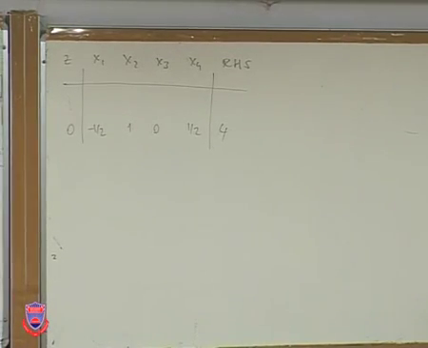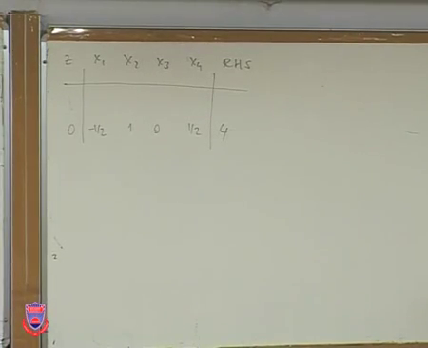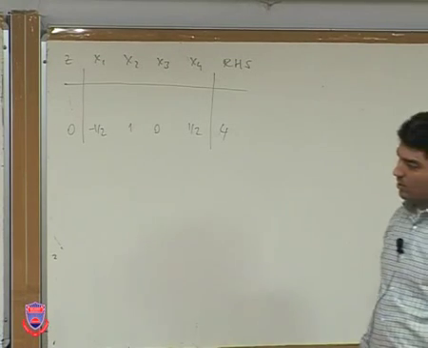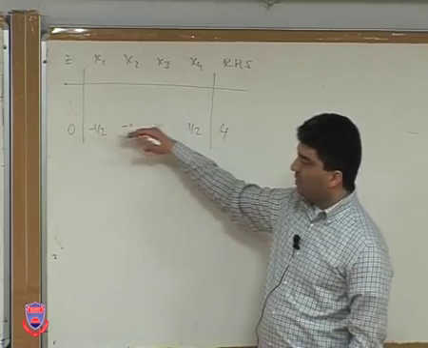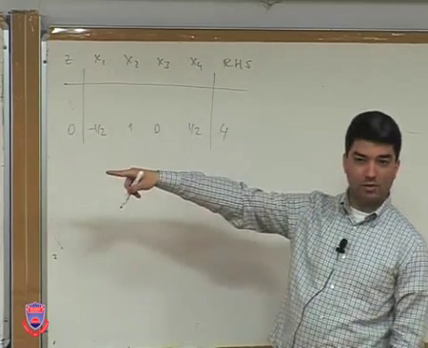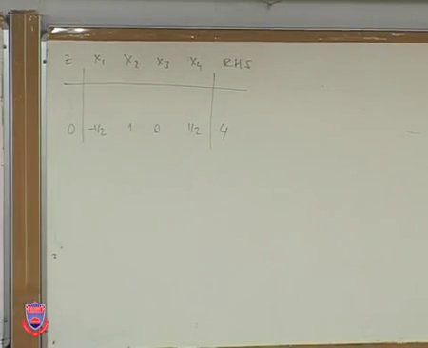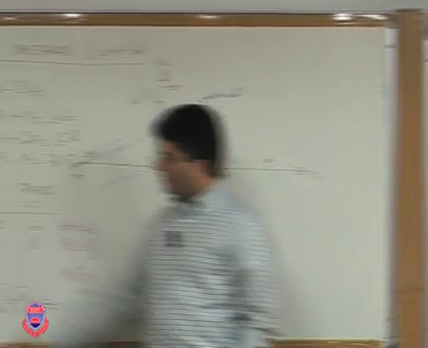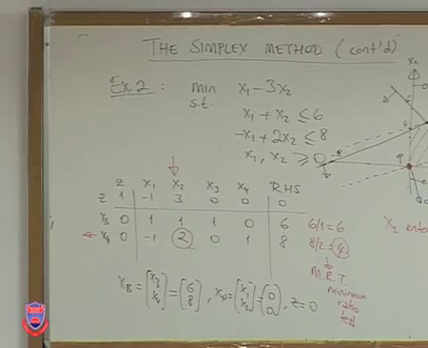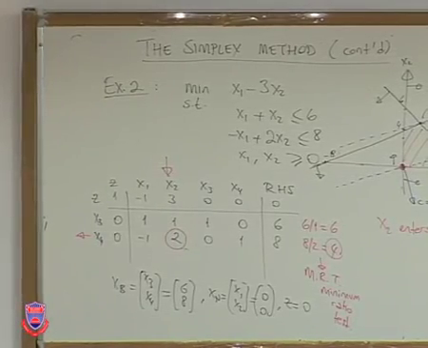Okay? Now, what's the next step? For example, if I look at row 0, I'm going to multiply this row by minus 3 and add it to row 0. If I do that, then the entry underneath x2 in row 0 will be 0. So I want to zero out this entry, which means I'm going to multiply this new row by minus 3 and add it to row 0.